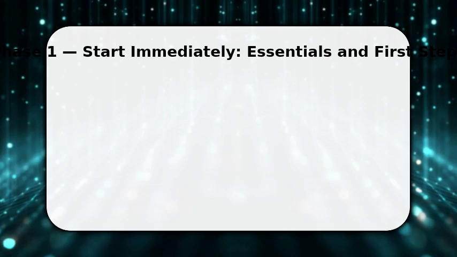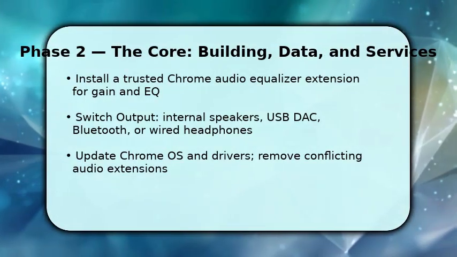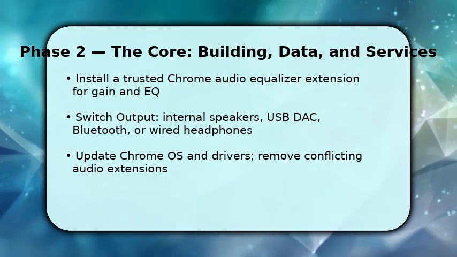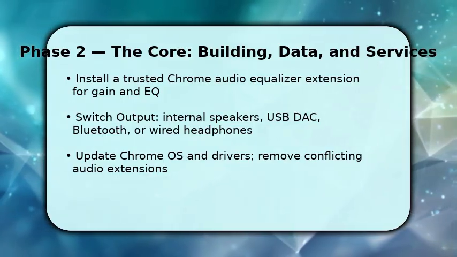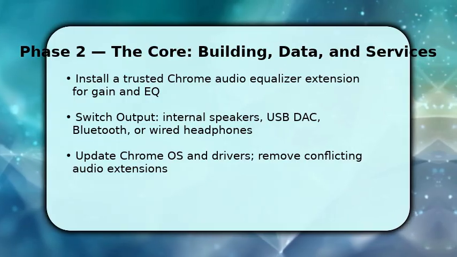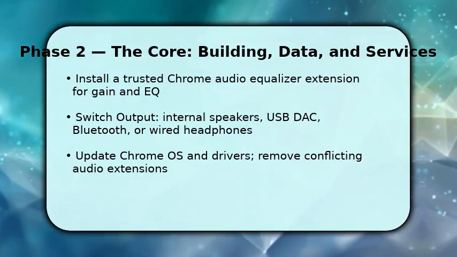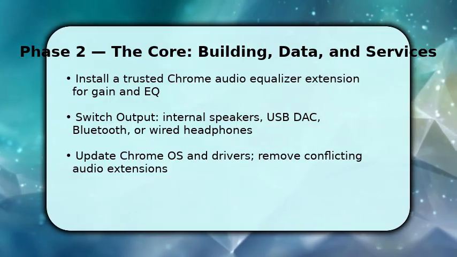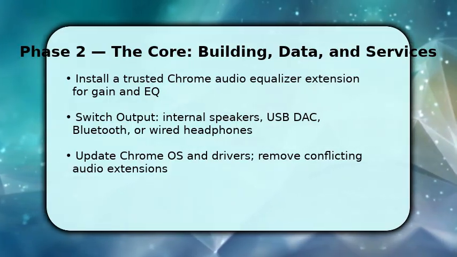Next, you use software and alternate outputs to increase perceived loudness. Add a reputable Chrome equalizer extension and gently raise the gain while cutting mid-bass to prevent distortion. Once done, try different output devices. A USB DAC or powered speakers usually deliver higher, cleaner volume than internal speakers.